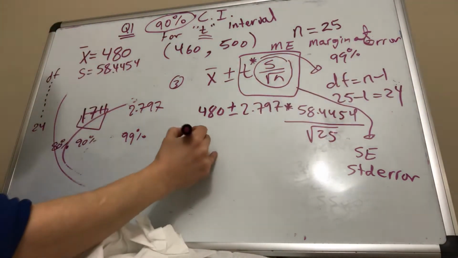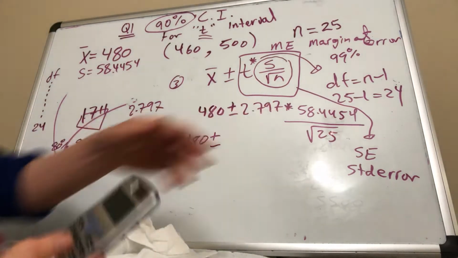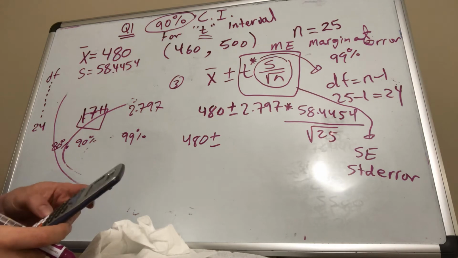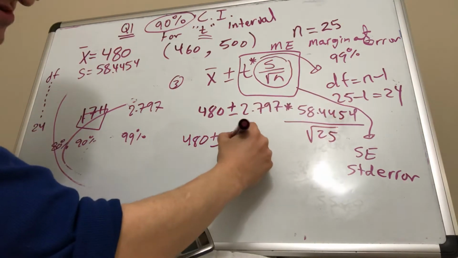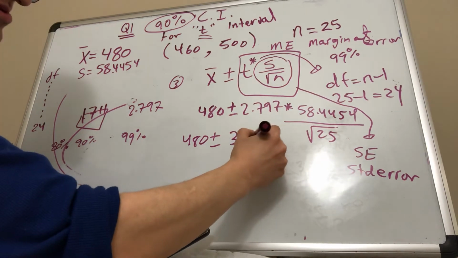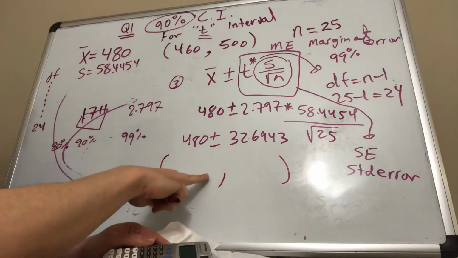So it's recommended to do this in 2 steps. You bring the first number down and then you do the margin of error. Just doing this part gives you 26.943. Now you open brackets.